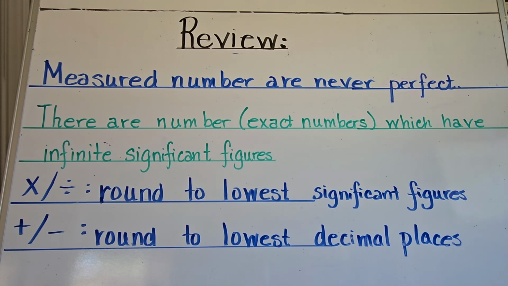To review, for multiplication and division calculations, you round to the lowest number of significant figures within your calculation string. For addition and subtraction, you round your calculation string to the element with the lowest number of decimal places. So think multiplication, division: I look at significant figures. Addition, subtraction: I look at decimal places.